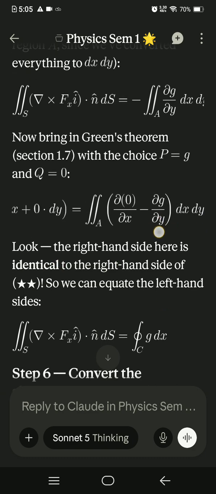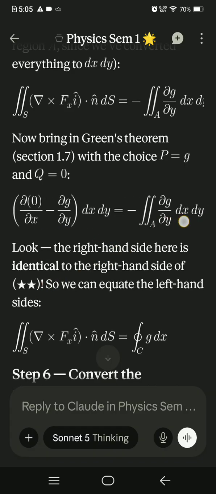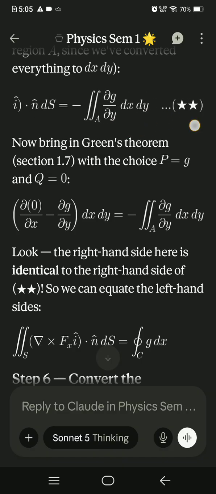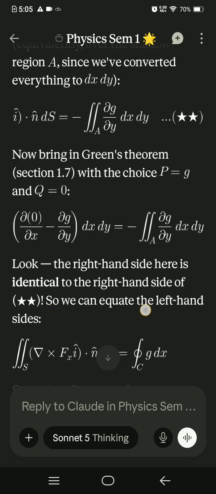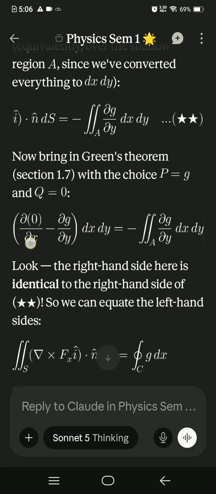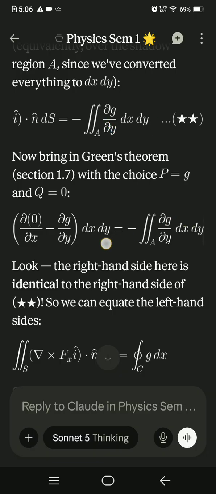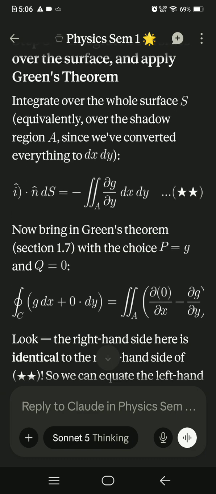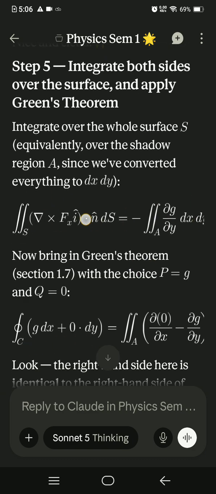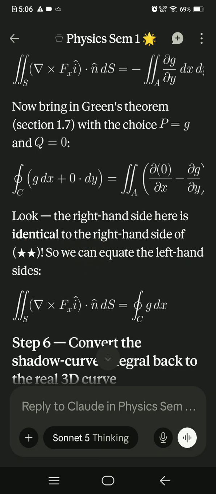Okay, look, the right hand side here is identical to the right hand side of star star, so we can equate the left hand sides. So we have the double integral over area A of minus dg upon dy dx dy, exactly the same. Then this becomes... we will compare this with this. Look, the right hand side here is identical to the right hand side of this. We can equate the left hand sides. So now this equals this.